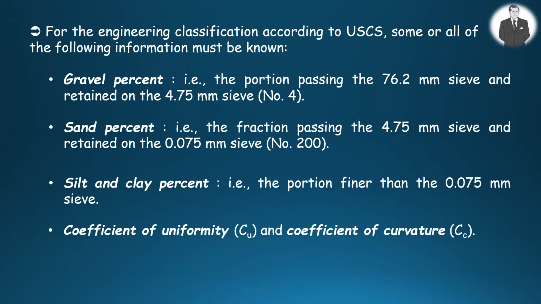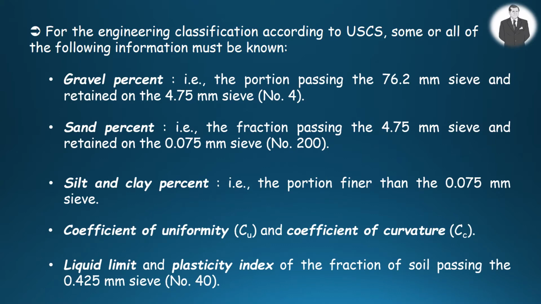Coefficient of uniformity and coefficient of curvature. As explained earlier, these are the grading characteristics obtained from the particle size distribution curve of soil. And finally, liquid limit and plasticity index of the portion of soil passing the 0.425 millimeter sieve, which is the no. 40 sieve.